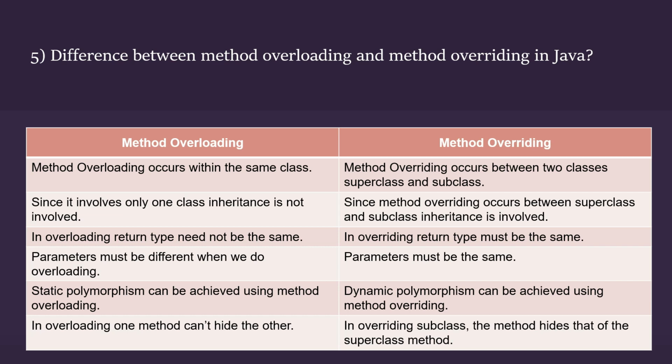Method overriding. Method overriding occurs between two classes, superclass and subclass. Since method overriding occurs between superclass and subclass, inheritance is involved. In overriding, the return type must be the same. Parameters must be the same. Dynamic polymorphism can be achieved using method overriding. In overriding, the subclass method hides that of the superclass method.